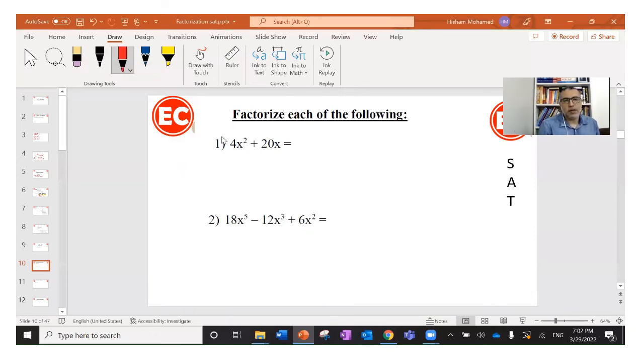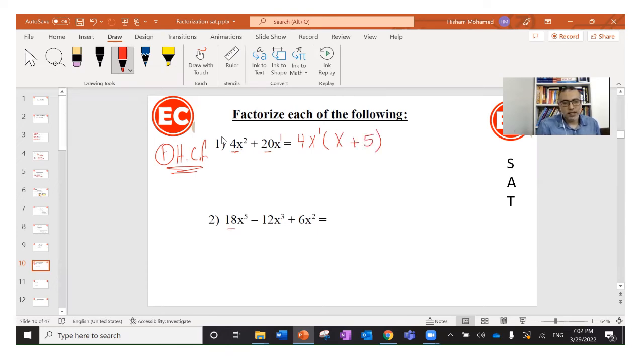Factorize each of the following. The first example is 4x squared plus 20x. The first step you need to do for factorization is the highest common factor. 4 and 20 are both divisible by 4. x power 2 and x power 1, the smallest is x power 1. So it's 4x. Dividing gives x plus 5.